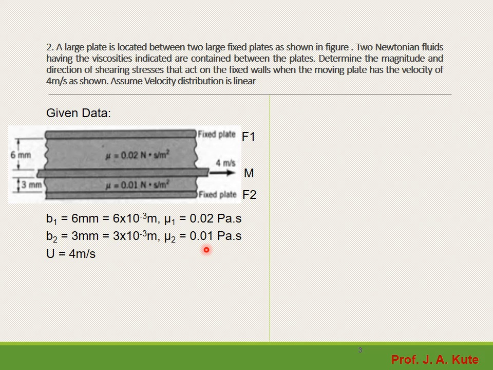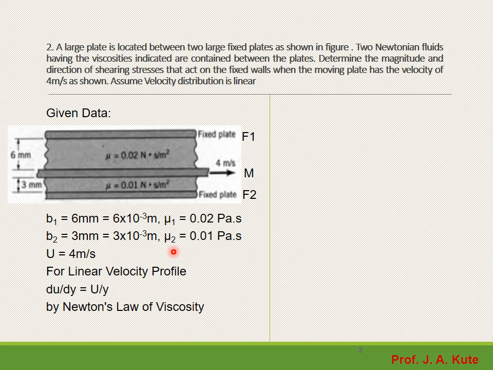The velocity of the moving plate is 4 meter per second, and as it is given that the velocity distribution is linear, for a linear velocity profile we know that the velocity gradient remains constant at any point in a flow field. So du upon dy would be equal to U upon y. By Newton's law of viscosity, tau is equal to mu into du upon dy, where du upon dy can be replaced by capital U upon y. So the equation of shear stress would be mu into U upon y.